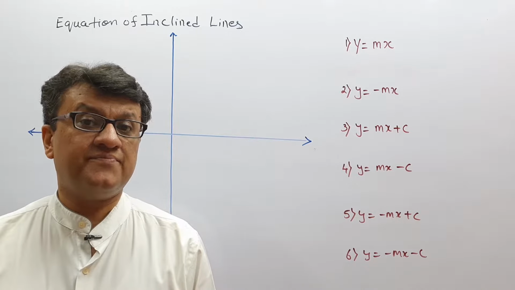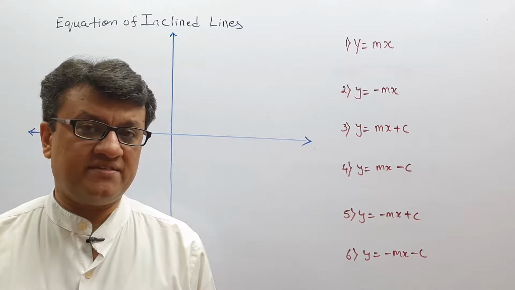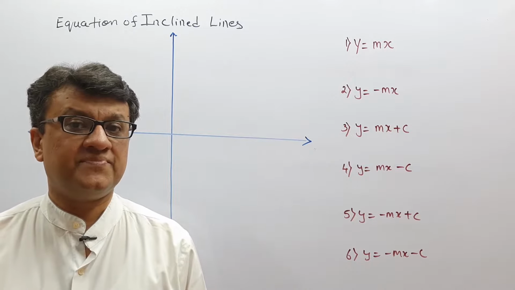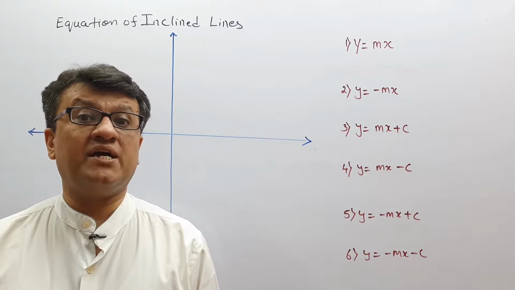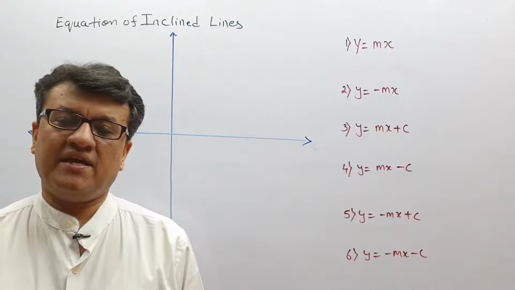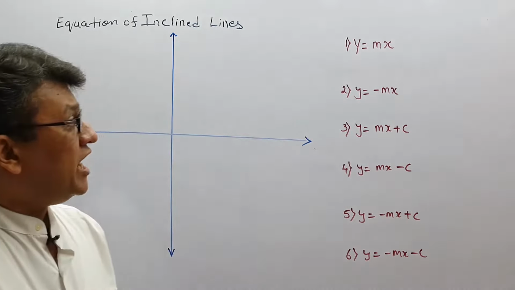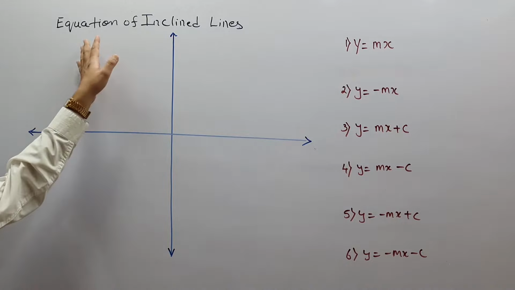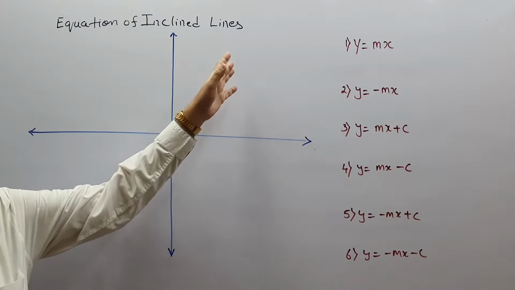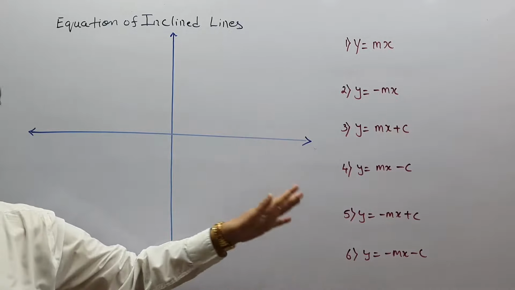What were those 6? X equals to 0, that is y-axis. Y equals to 0, that is x-axis. Anything parallel to x-axis is given by y equal to plus or minus a. Anything parallel to y-axis is given by x equals to plus or minus a. Now, let's give the title equation of inclined lines. Under this title, we are going to see the remaining 6.